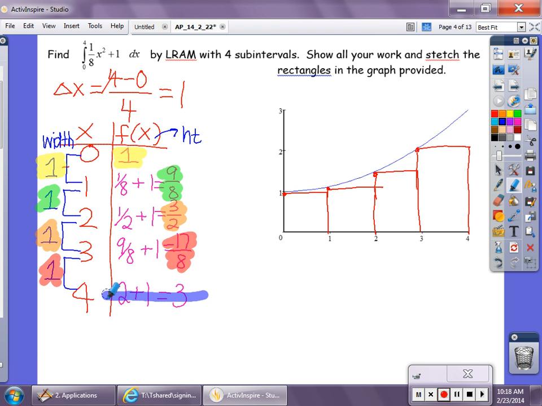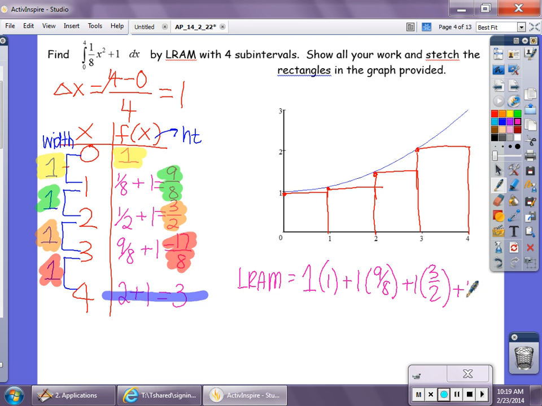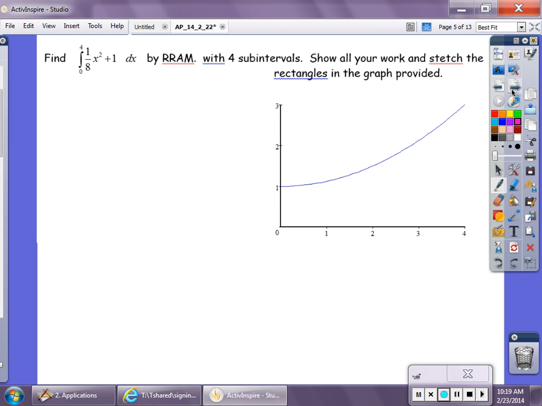So I wanted to review that because some of you are really struggling with just finding the LRAM. And that was on the last test you took. So your LRAM would be 1 times 1 plus 1 times 9/8, the green, plus the orange, plus the red. Okay? Next, RRAM. So the difference graphically would be, instead of the curve hitting the rectangle on the left side, we want the curve to hit the rectangle on the right side.